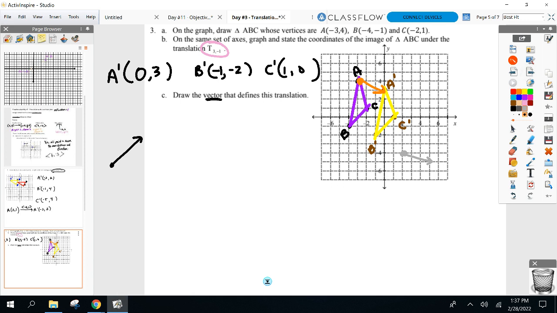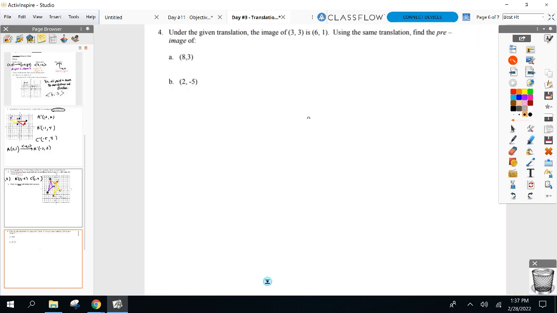All right. Now I got an honors level question for you. 3, 3. I went to 6, 1 by doing some translation. That's for you to figure out in a second. So I started at 3, 3 and I went to 6, 1. I did some type of translation. Can you guys use that translation to find the pre-image?